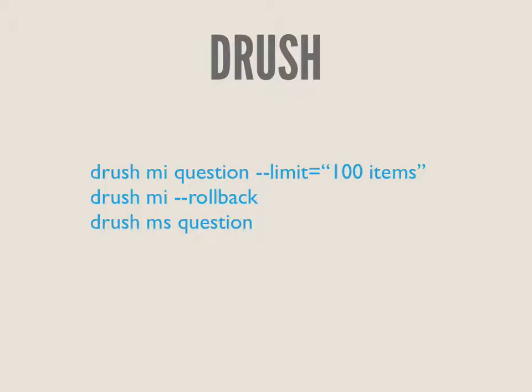Drush is really easy. The most common command you will use is drush mi, for migration. Next is the name of your migration, and you can also add options, for instance, limit the import operation to 100 items, rollback, or get a migrate status, as in the last command for the question migration, and there you get an overview of where Drush is in the migration.